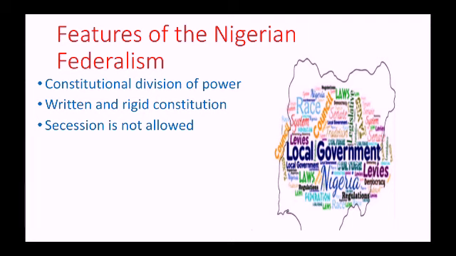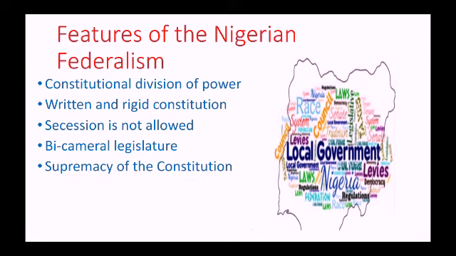Secession is usually not allowed in a federal state. Secession is the forceful breaking away of a region from the sovereign state. So breaking away is not usually allowed. Again, there is always the introduction of a bicameral legislature in Nigerian federalism. So Nigeria has always operated a bicameral legislature. There is supremacy of the constitution. In federalism, as is the case in Nigeria, the constitution is supreme.